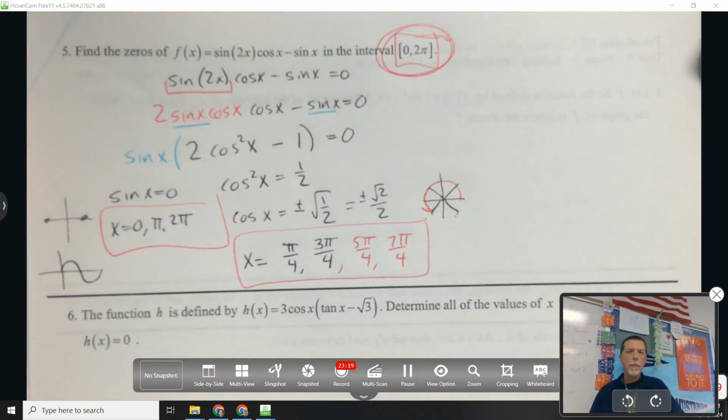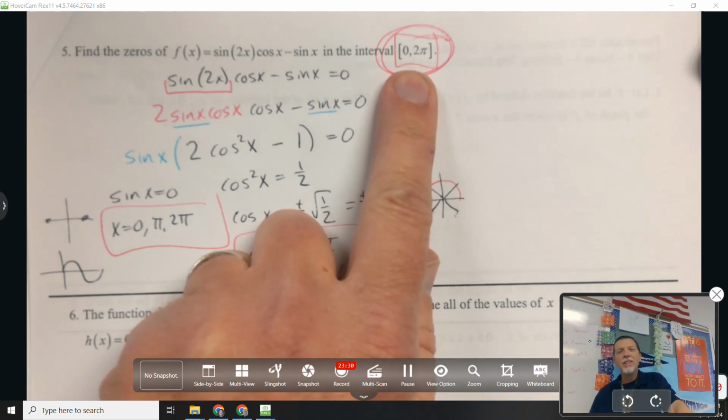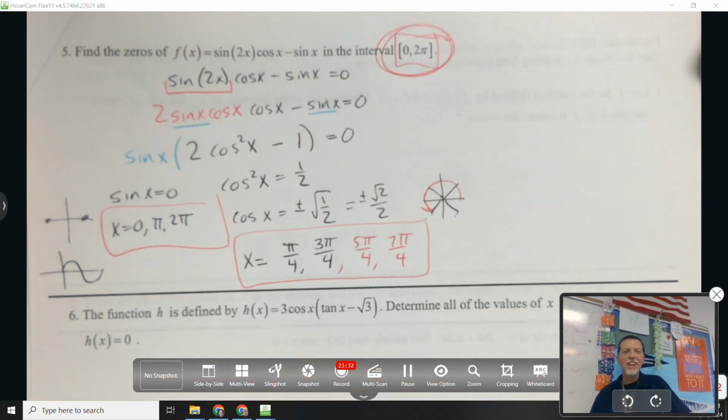On the test, is it going to say how many answers we should have? Not directly. This limits the number of answers you have, but it's not going to say, hint, there's 7 answers to this one.